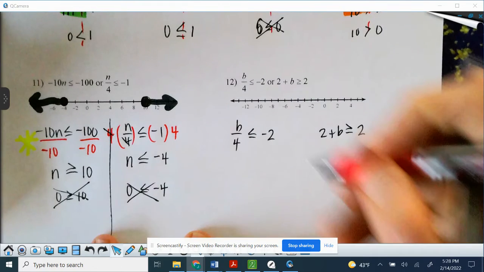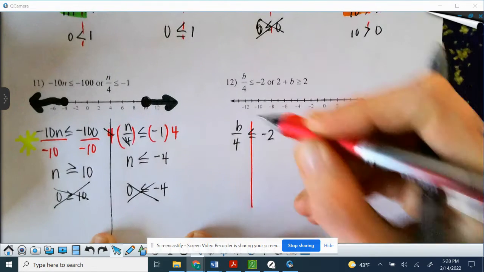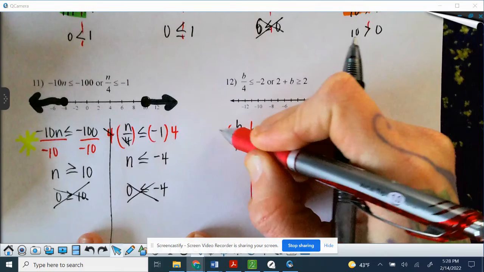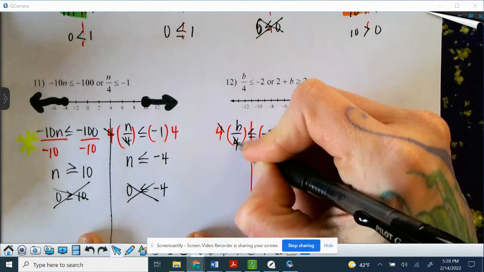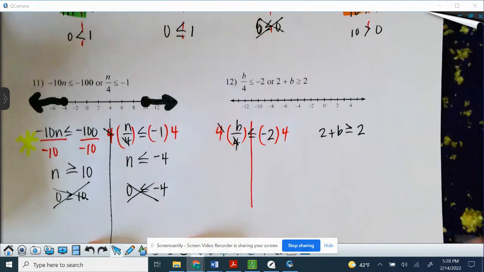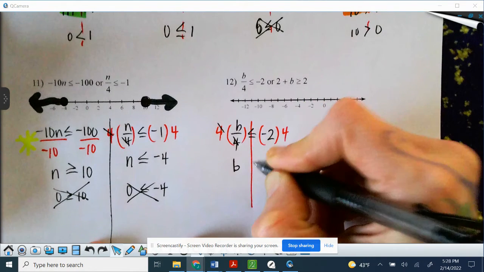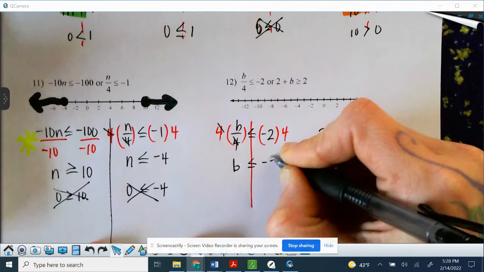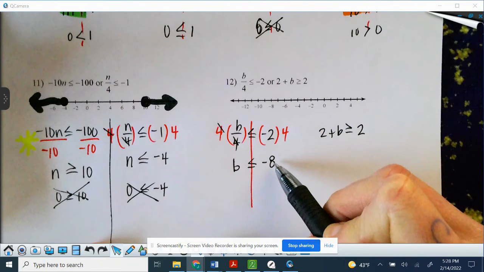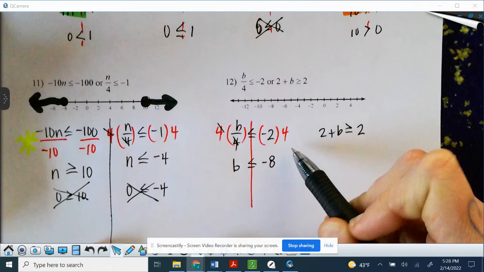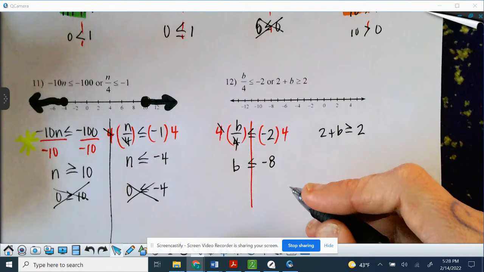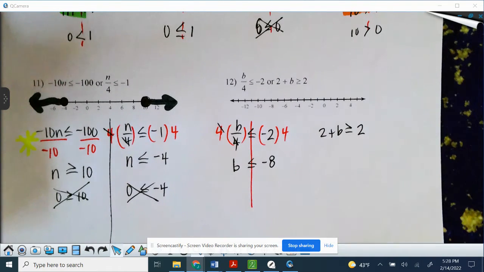All right, so our first one, great divide. B divided by 4. So we're going to multiply by 4. Those 4s are going to go away because that is the inverse of division. It is a positive 4, so that's awesome. So B is less than or equal to a negative 8. That negative is not a big deal. If that 4 had been negative, then you would have flipped the sign, but it was not. Because remember, the golden rule says divide or multiply by a negative is the only time you flip the signs.